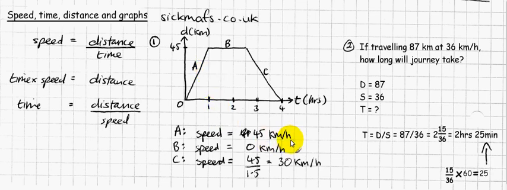Now another way of working that out very quickly is to realize that speed is actually just the distance traveled in 1 hour effectively. So if I've done 45 kilometers in 1 hour, automatically I can say we were moving in section A at 45 kilometers per hour. For section B, it's really obvious.